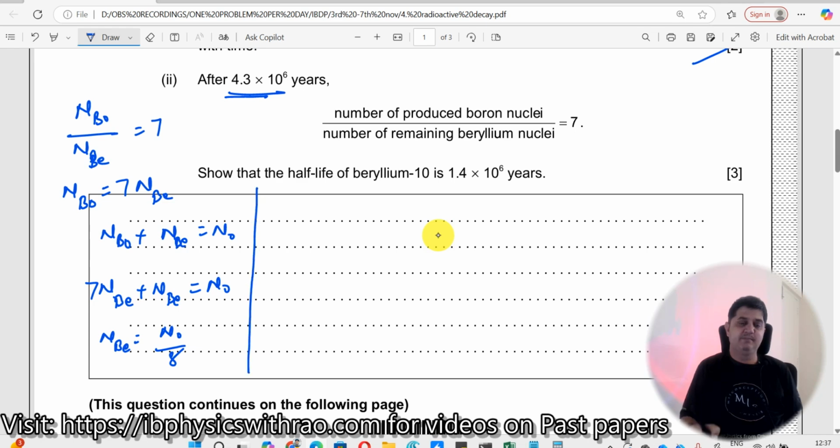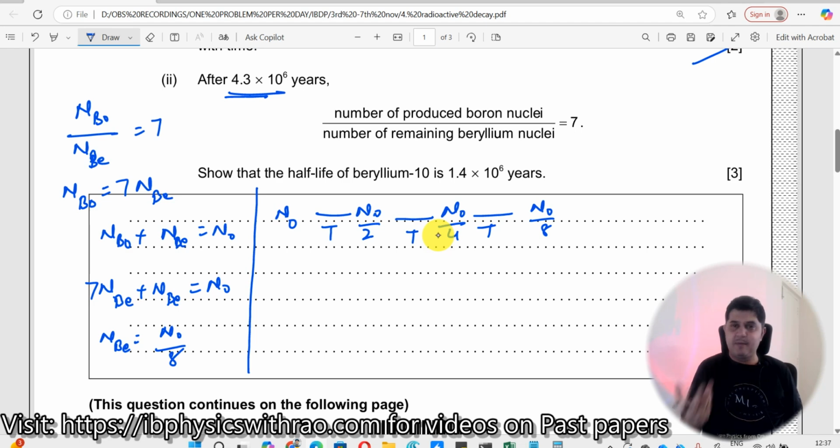Now, what does it mean? It means that initially I would have had N0 atoms. This would have become N0 by 2. This will once again become N0 by 4. This will once again become N0 by 8. In what time? One half-life, second half-life, third half-life.